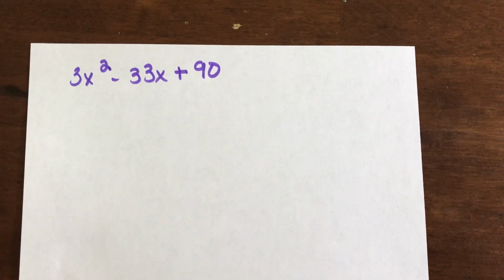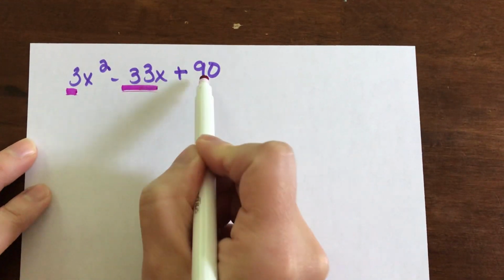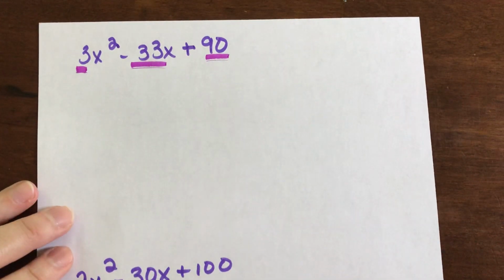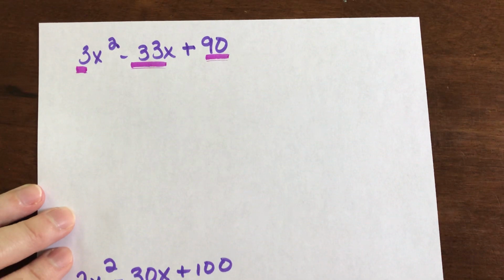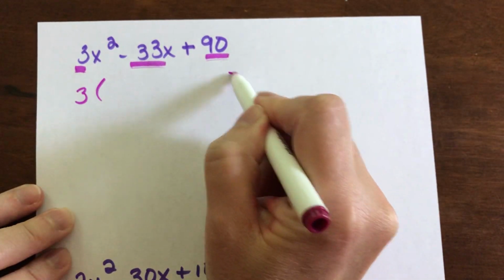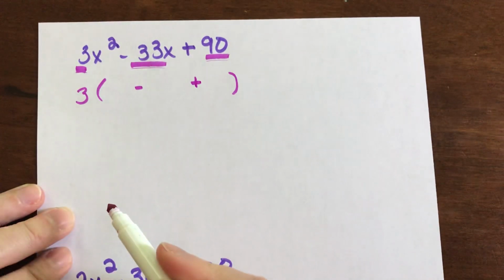So we have 3x squared minus 33x plus 90. Do you notice anything about 3, 33, and 90? Do they have a common factor? Yeah, they do. What is it? Good, 3. So what we're going to do is factor using the GCF method. We're going to put the 3, and do that backwards distributive property. We're going to put the minus there and the plus there, and we're going to pull out a 3.